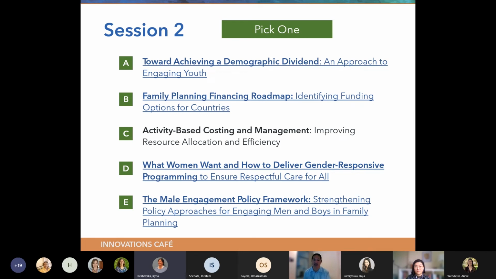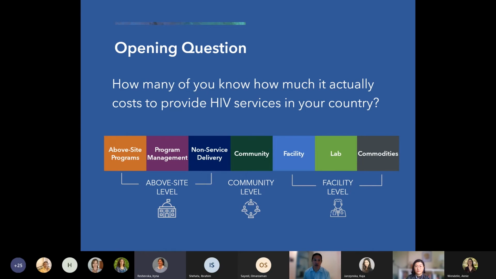I'm a Senior Technical Advisor for Health Financing, and I, along with my colleague Hui Ling, will be introducing an approach to costing called Activity-Based Costing and Management, or ABCM. So I'll start by asking a question. How many of you know how much it actually costs to provide HIV services in your country? And feel free to put any initial thoughts in the chat.